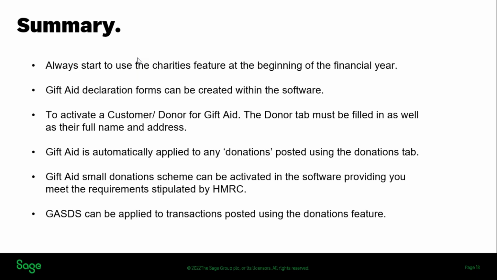If you're using donations and the gift aid option is highlighted for that individual, then it will automatically apply that for you and pick that up on the report. And you can activate gift aid small donation scheme if you meet the requirements that HMRC have stipulated. Finally, gift aid small donation scheme can be applied to transactions providing you're using the donations feature. It won't appear in other transactions. It has to be using the donations feature.